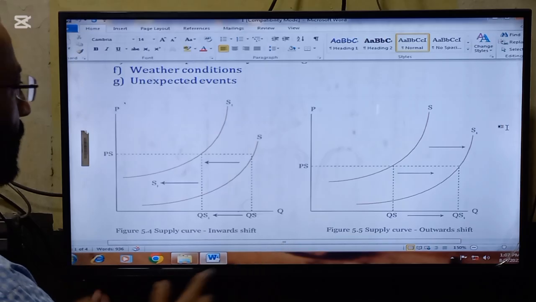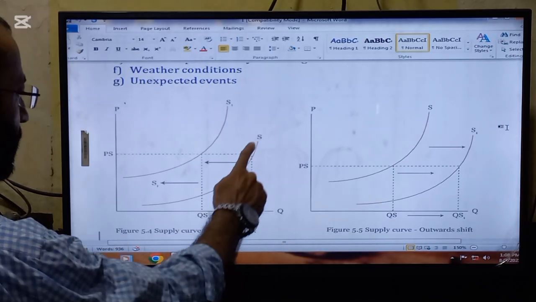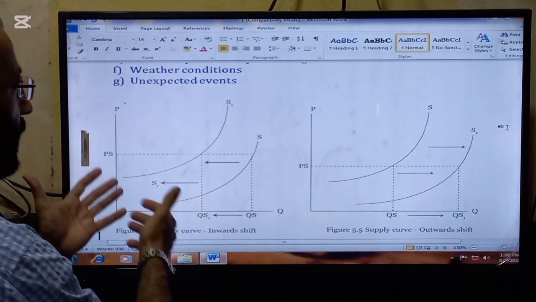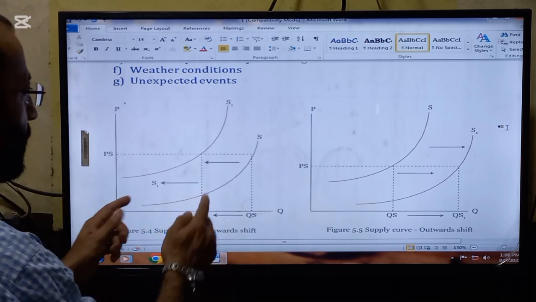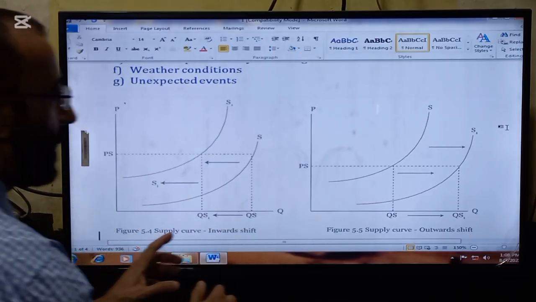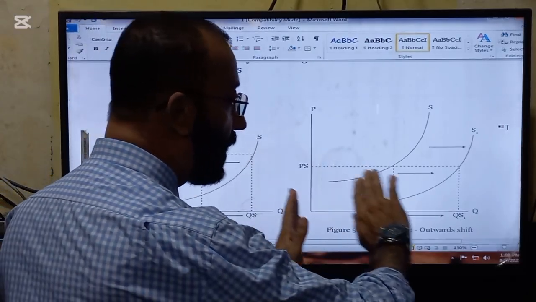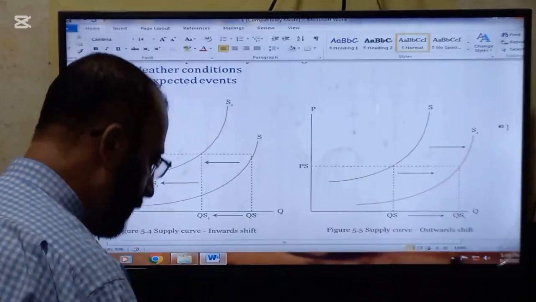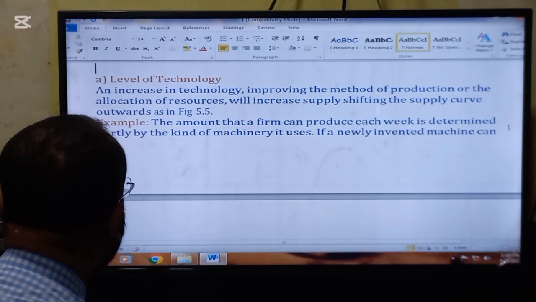And here will be the curves. So look now, supply curve inward shift. So this was the original supply curve, and when the bad effect was there on the commodities production or something else, so the supply curve will move inward, so supply will be reduced. And when favorable things will happen, so the supply curve will move towards right, so supply will be increased, so supply curve outward shifts. And one by one we are going to read now.